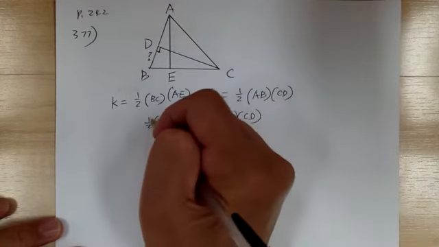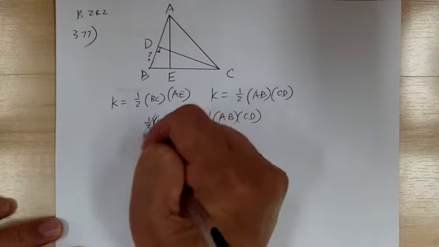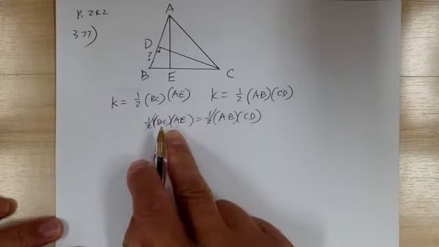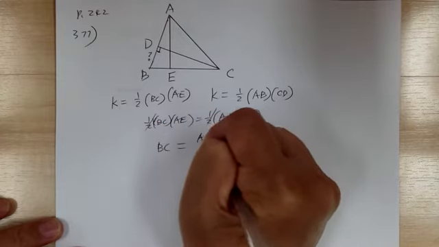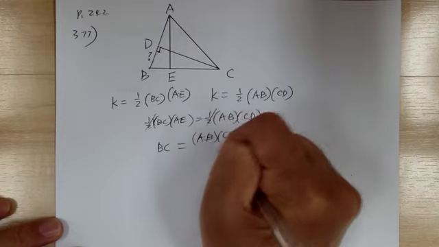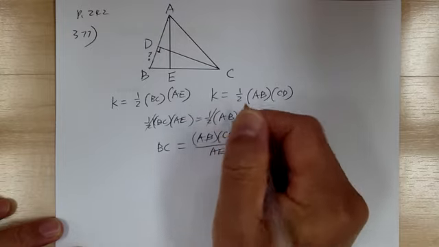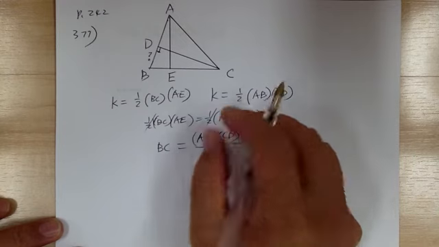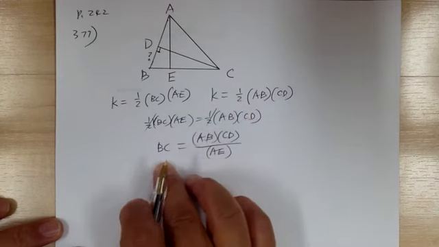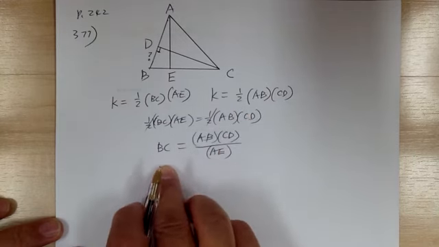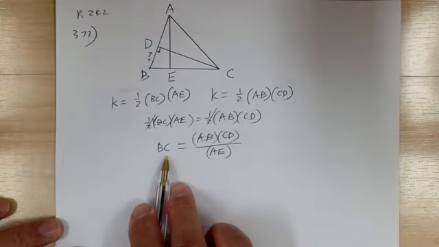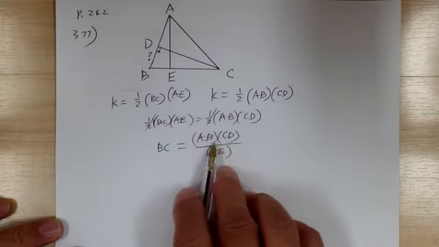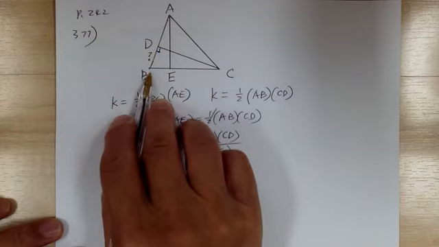Okay, so multiply both sides by 2, so this cancels out. And I'm going to divide this over. So BC will equal AB times CD over AE. Okay, so next what we need to do is use the Pythagorean theorem over here, because now we know what BC is, but we need to get the DB.